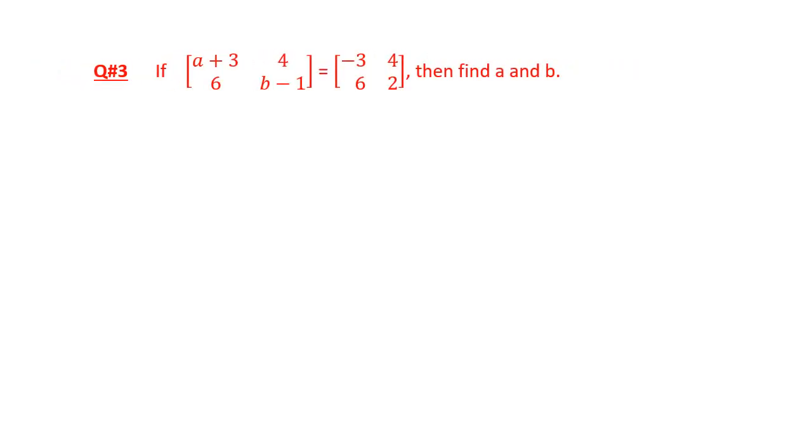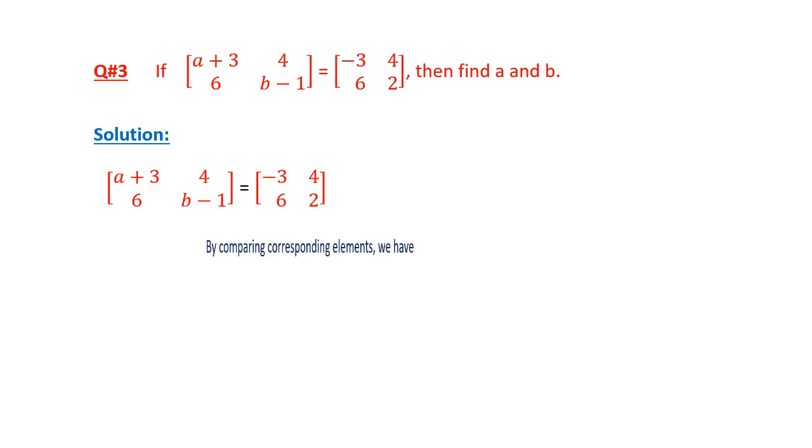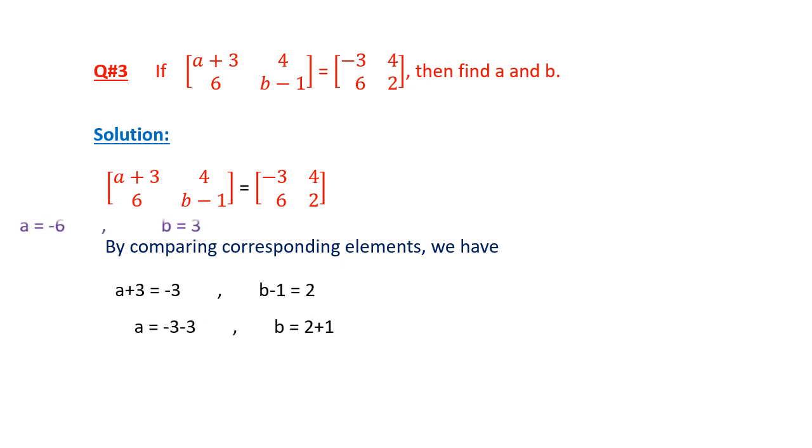Question number 3. If these two matrices are equal, then find A and B. Its solution is, dear students, because these two matrices are equal, so their corresponding elements are equal. Hence, by comparing corresponding elements, we have A plus 3 is equal to minus 3 and B minus 1 is equal to 2. Dear students, we will compare only those elements which have A and B. So A is equal to minus 6 and B is equal to 3.